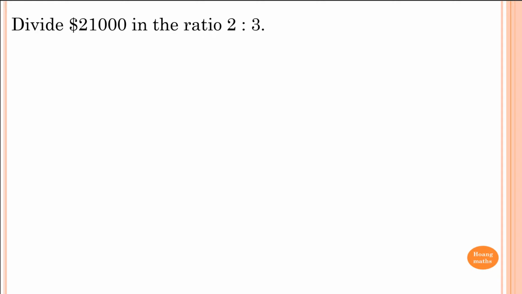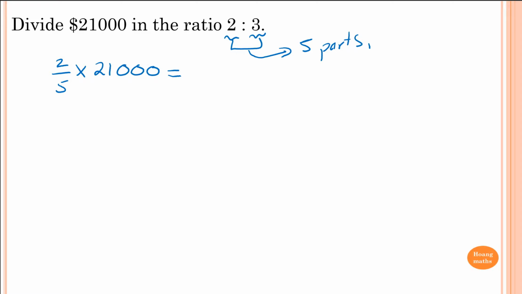So there are two parts. The first part is 2 and the other one is 3. You add them together and the total is 5, so altogether it adds up to 5 parts, if you like. So the smaller amount is 2/5 of $21,000, and it gives me $8,400. The larger amount is 3/5 of $21,000.